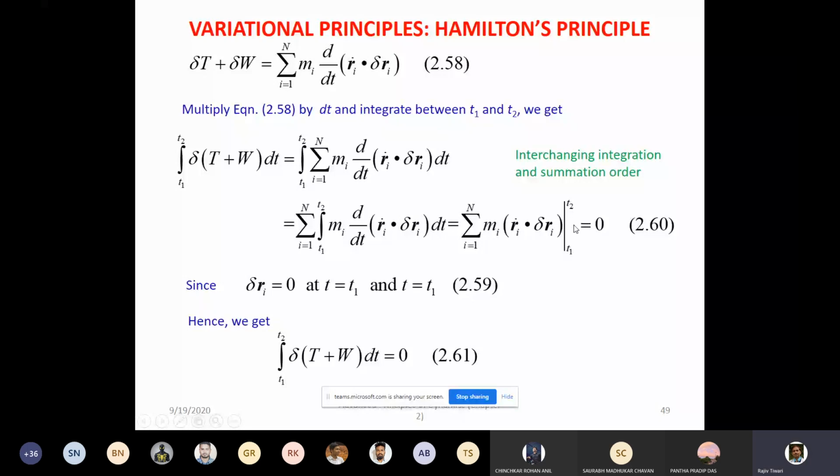Now when we put T1 and T2, because we know that delta R, the variation of delta R, is zero at T1 and T2, this quantity will be zero. So this is equal to zero. So this was the condition of the varied path. So whatever variation we are giving, it should be zero at T1 and T2.